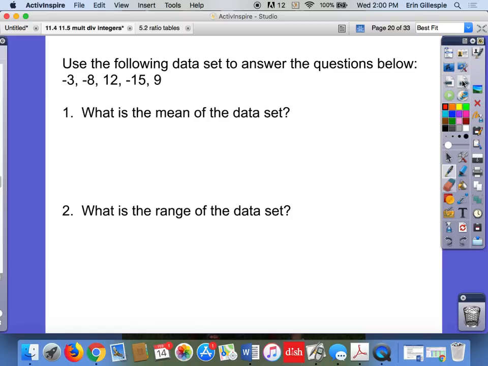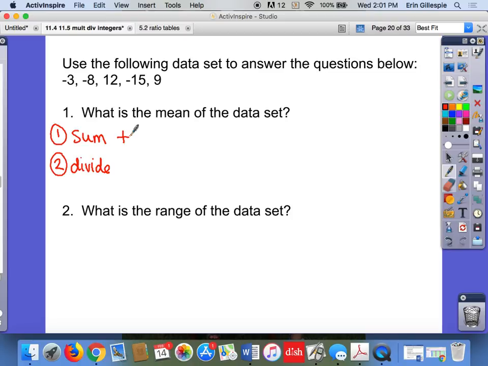So we have this data set here, -3, -8, 12, -15, and 9. We want to find the mean of that data set. Remember, step 1 is find the sum, and then step 2 is going to be to divide. Now when you go to find the sum, remember, sum means we're adding. You can add in any order you want, right? The commutative property of addition allows you to do that.